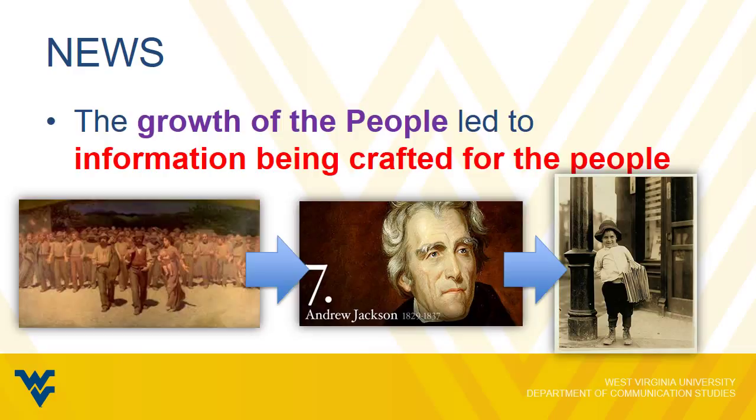Now, the growth of the common person, the growth of people, led to information being crafted for the people. And what I'm suggesting here is we can look at the history of news in the United States, and we can see a correlation between the changing patterns of society in terms of who has political power, who has voting power, and how that might have actually altered the way in which we cover the news.